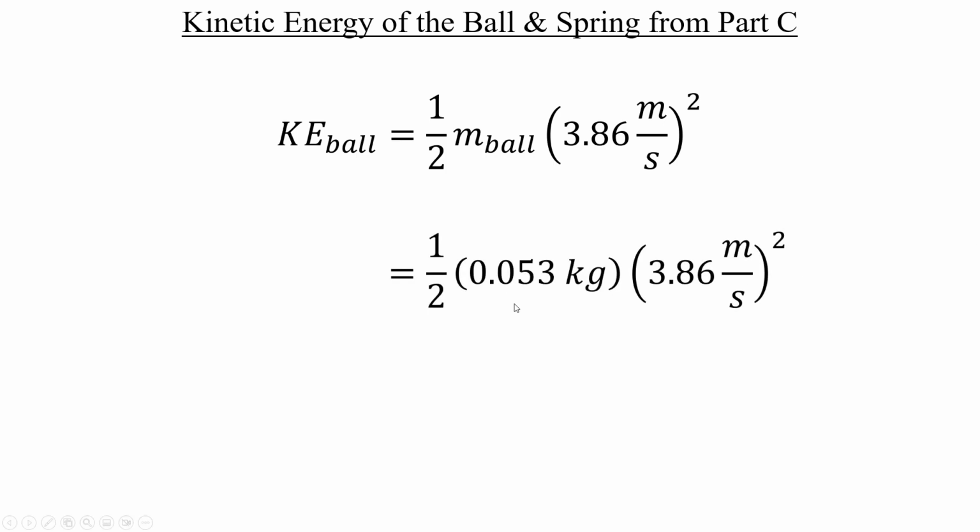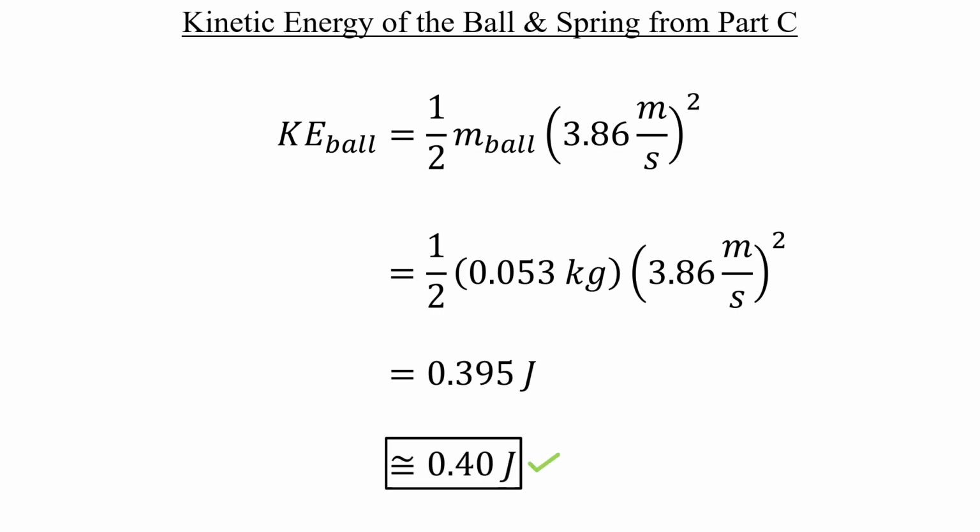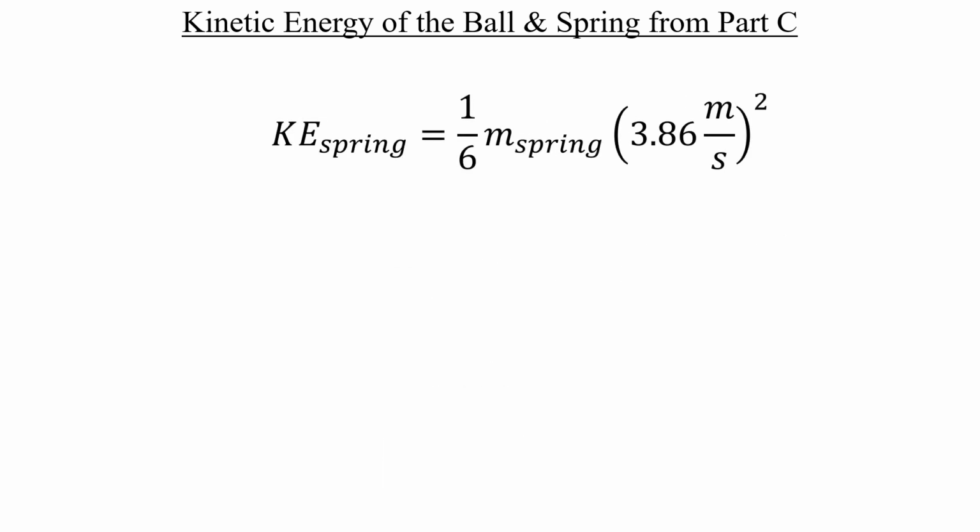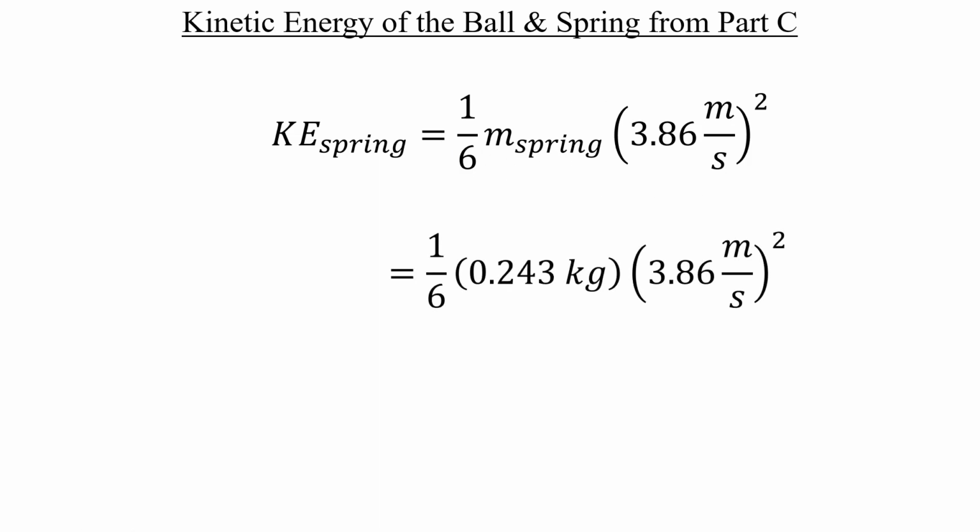The mass of the ball is this 0.053 kilograms, and when we multiply everything together, we get about 0.4 joules when using 2 significant figures. For the spring, it's the same process. Just make sure you're using the 1/6 coefficient and the spring's mass instead of the ball's. When multiplied together, we'll get a slightly larger amount of energy, about 0.6 joules.